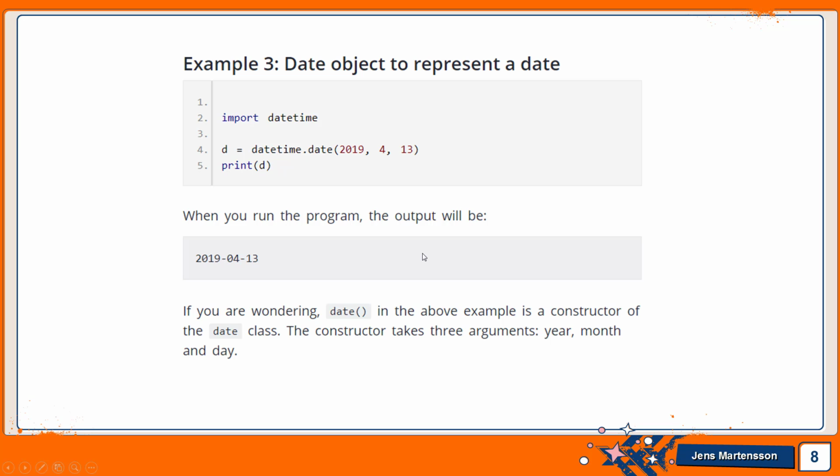The third example, a date object represents a date. If you want to create a date yourself, you enter import datetime, datetime.date and enter year, month and day. It converts to a date like this. You use year, month and day as parameters in your application to show a certain date.